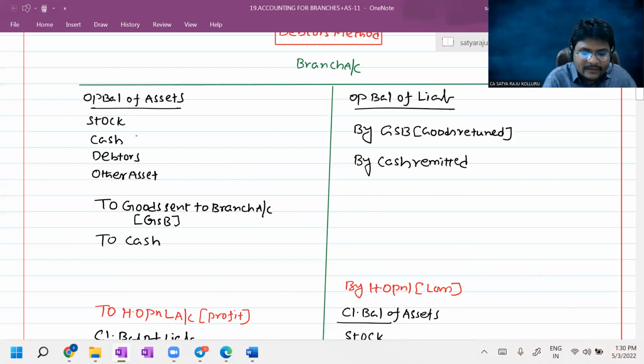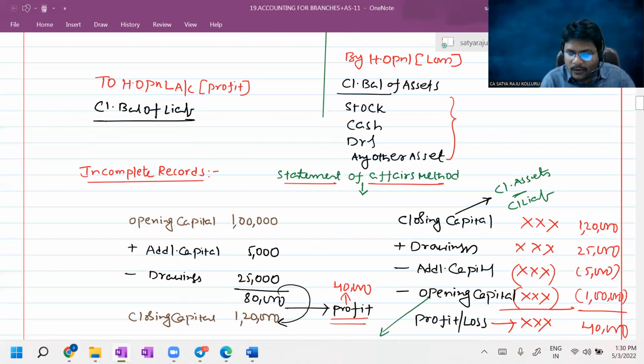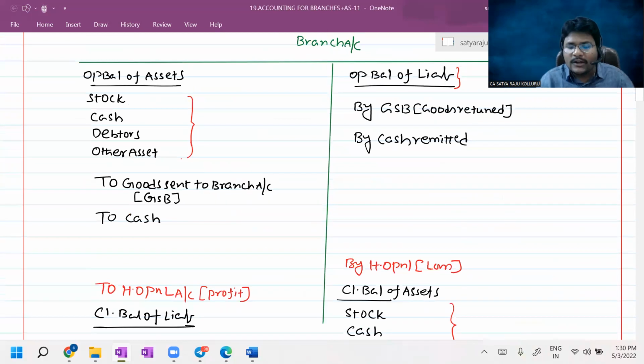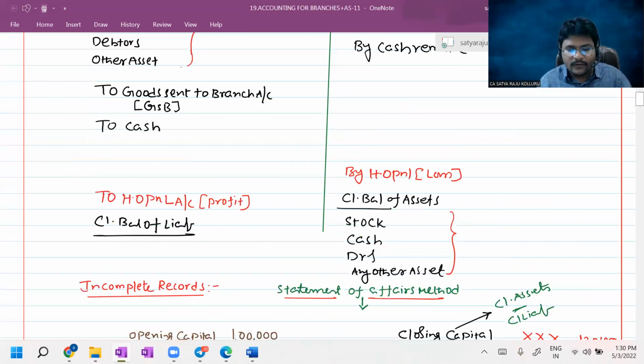opening balance of assets minus opening balance of liabilities. This is opening balance of assets, this is opening balance of liabilities, then you will get opening capital. Here is opening capital, here is closing capital. Now you are comparing closing capital with opening capital. For closing capital you need to add drawings, you need to reduce additional capital, right? Please consider, all of you.